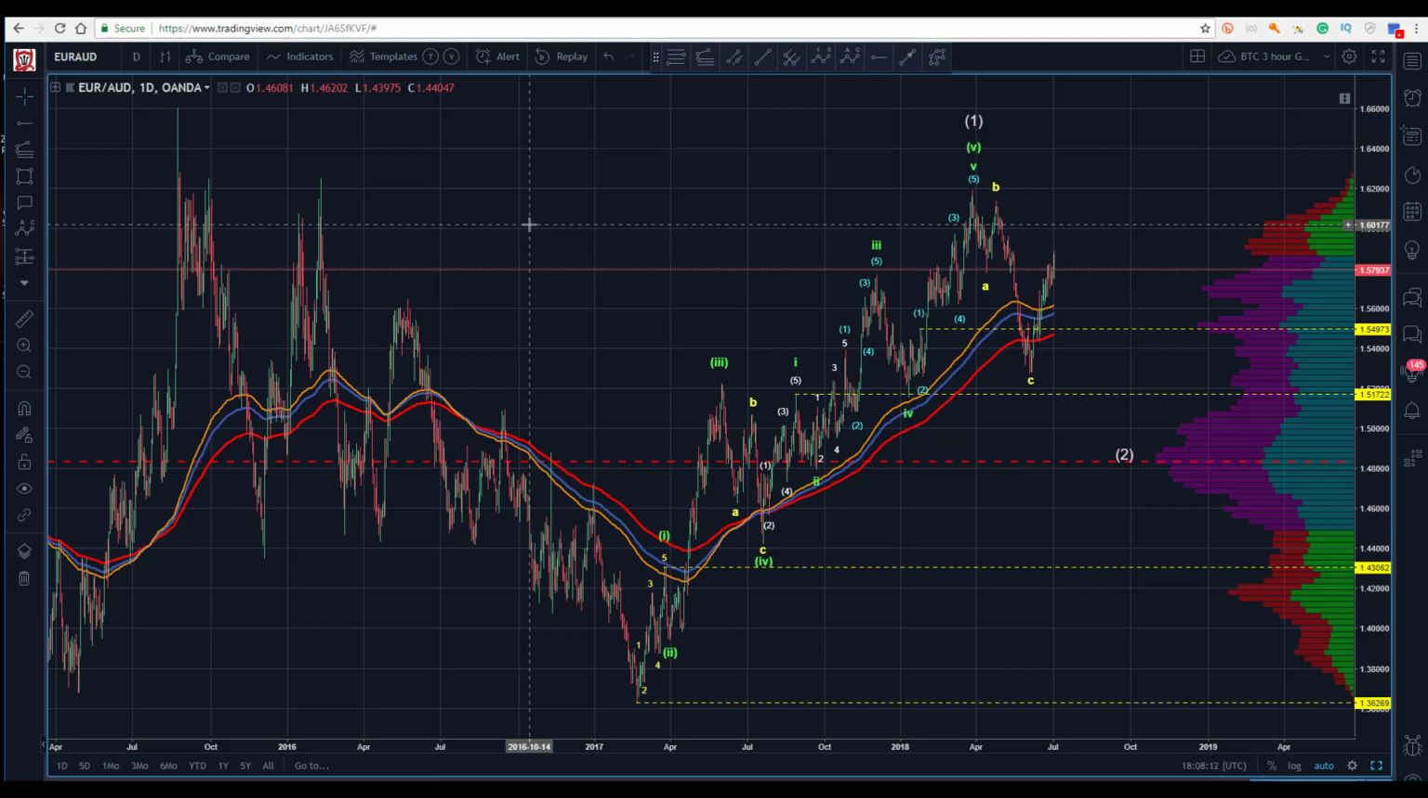So, looking here at the euro to the Aussie. This is a fairly high-volume pair. It's traded regularly. Essentially you're trading differences in interest rates. That's what moves the FX market.